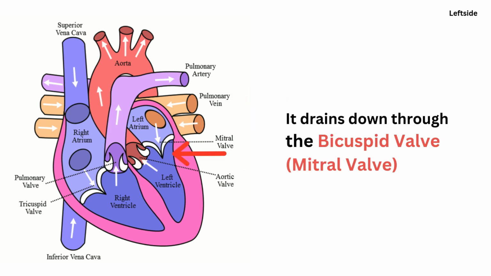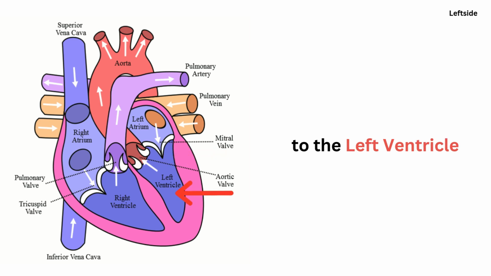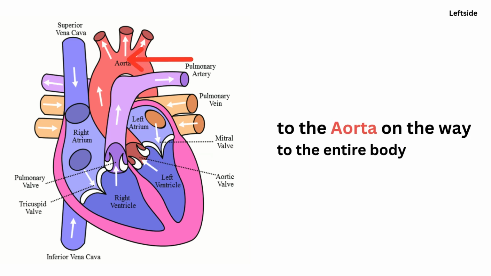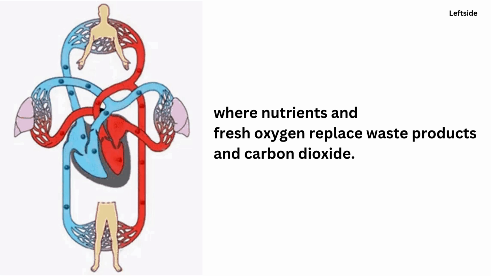It drains down through the bicuspid valve, mitral valve, to the left ventricle, and is pumped to the heart through the aortic valve, semilunar valve, to the entire body, where nutrients and fresh oxygen replace waste products and carbon dioxide.